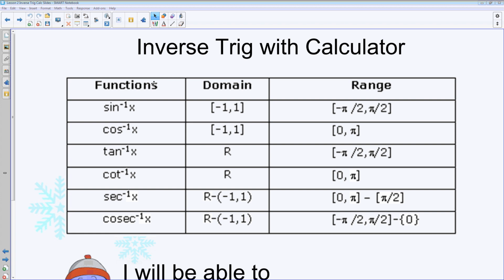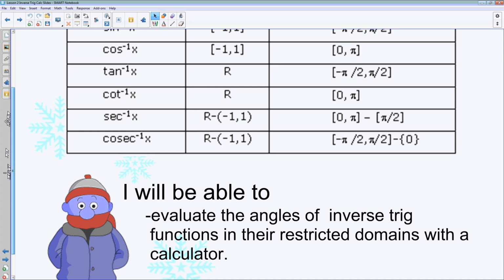These are just a reminder of what our restricted domains and ranges are for our inverse trig functions. Of course, we didn't focus too terribly much on inverse cotangent, inverse secant, or inverse cosecant last class, and that's okay. But that's just a picture to remind you. So goal, we're going to use our calculator. We're going to evaluate those inverse trig functions in their restricted domains.